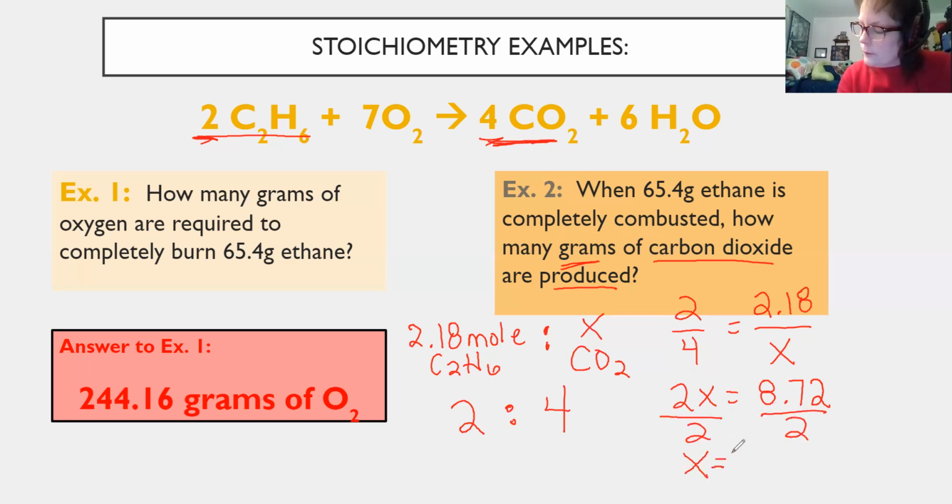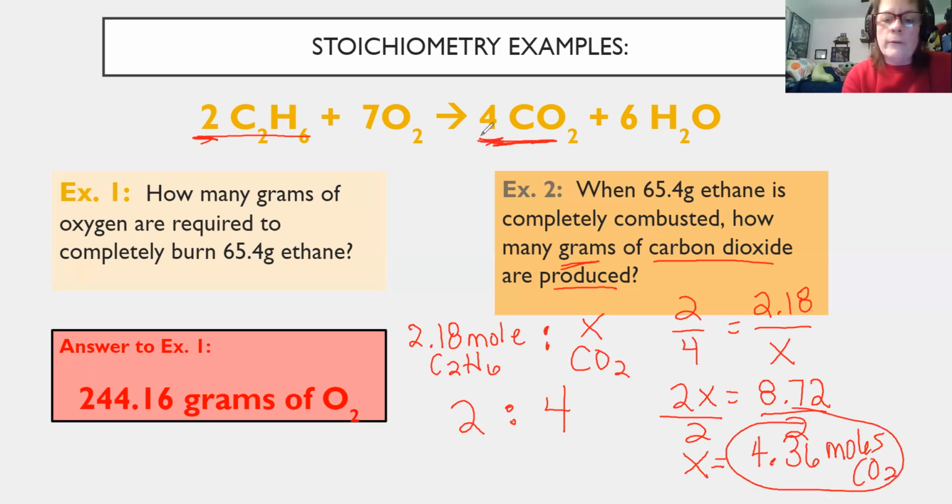X is 4.36 moles of CO2. That looks right too, because normally we have 4 for every 2, but remember, we're slightly above the 2 mole mark with the C2H6, so you should realize you're going to be slightly above the 4 for CO2. Now we just have to convert to grams. So we have to convert 4.36 moles to grams, because they want it in grams.